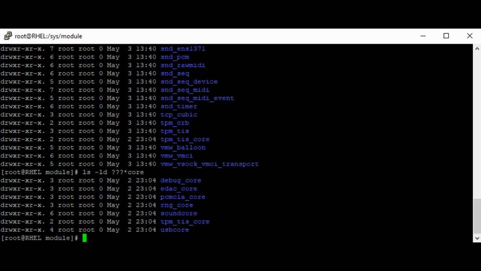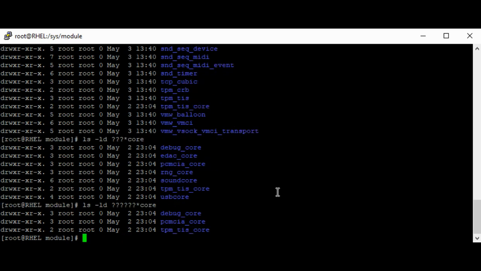In the same way, if you want to list all directories that have at least six characters, you increase the question marks to six, one, two, three, four, five, six, and that ends with core. So you can see that the fewest characters is six. Look at debug underscore, for example: D is one, E is two, B is three, U is four, G is five, and underscore is six. So the fewest characters before core would be six.